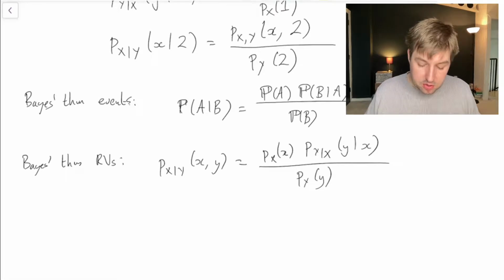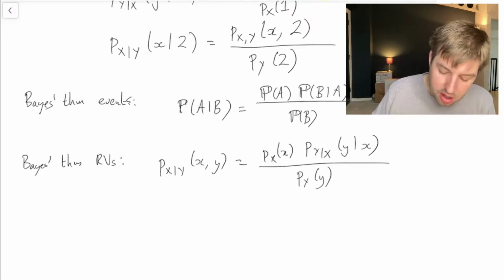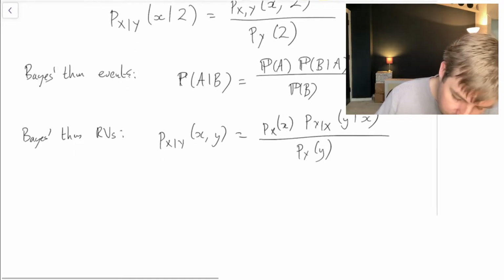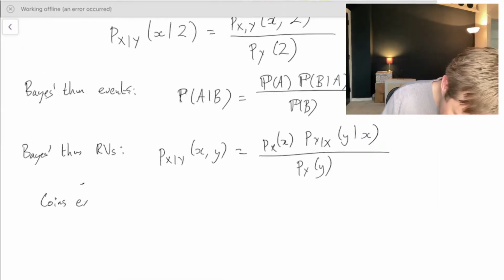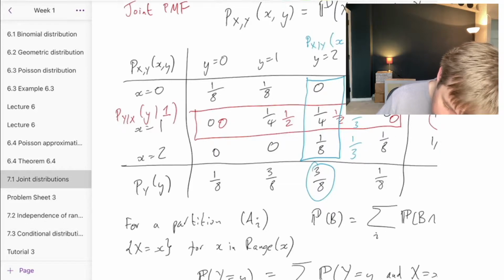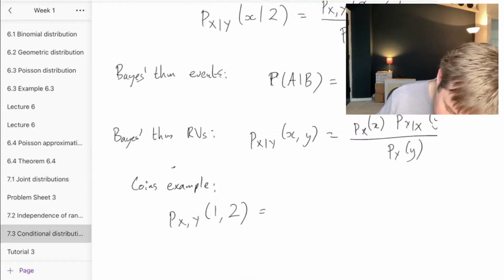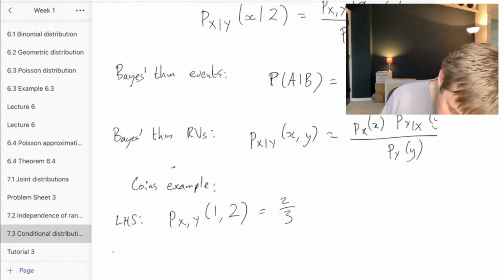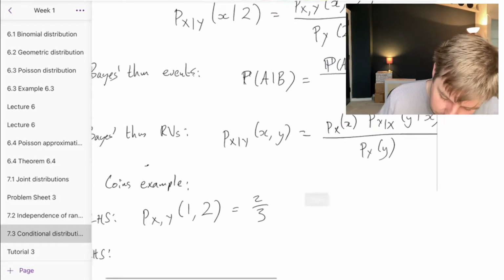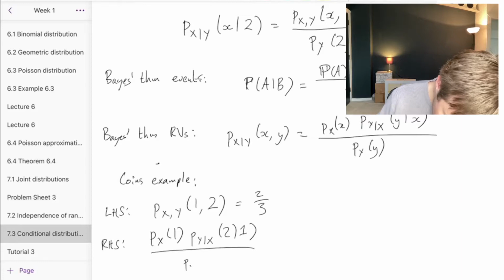Incidentally, we can check that this holds for the example we were doing earlier with the coins, where we were looking at x being equal to 1 and y being equal to 2. The left-hand side of Bayes' theorem is p_{X|Y}(1|2), and if we look back to where we were, that is the 2/3 in blue in the middle there. The right-hand side of Bayes' theorem is the product p_X(1), p_{Y|X}(2|1), over p_Y(2).